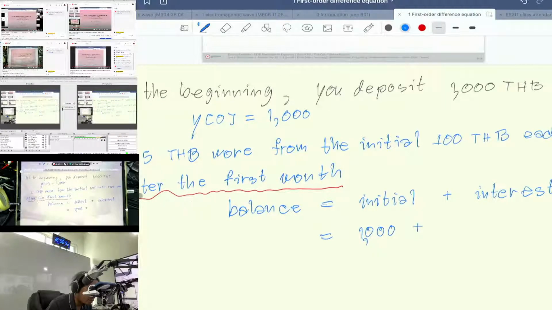So for the whole year, we have 12 months, right? We have to divide 5% by 12. Okay, let's say the interest is divided equally every month for each month. So we cannot say 5% here. We have to say 5% divided by 12. All right, you understand that?